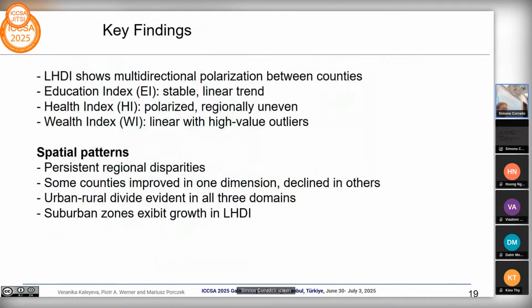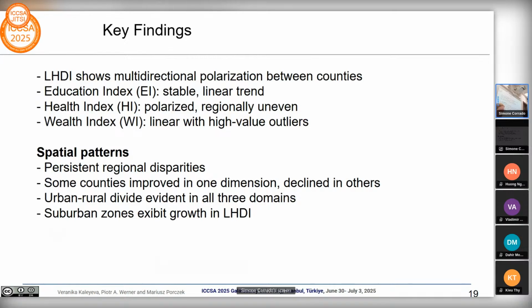The key takeaway from this study is that the overall Local Human Development Index shows signs of polarization across the country in the period between 2010 and 2023. And this pattern is very concerning because it reflects increasing inequalities that might result in unequal access to resources, services, and opportunities.